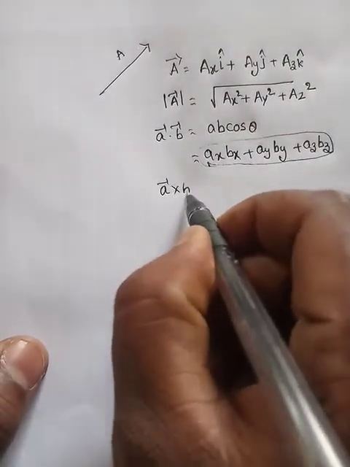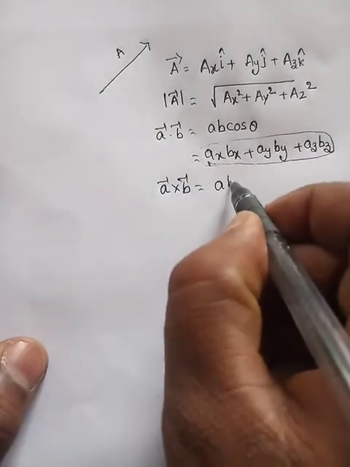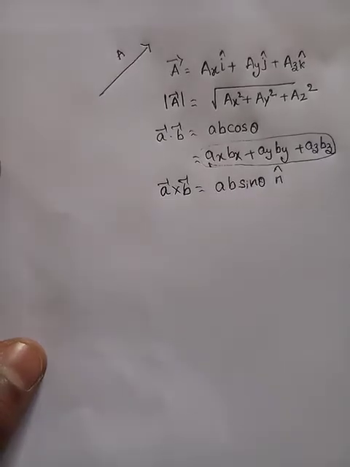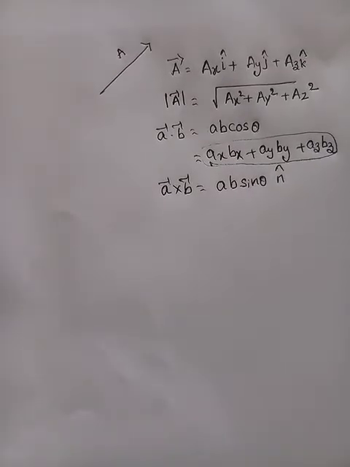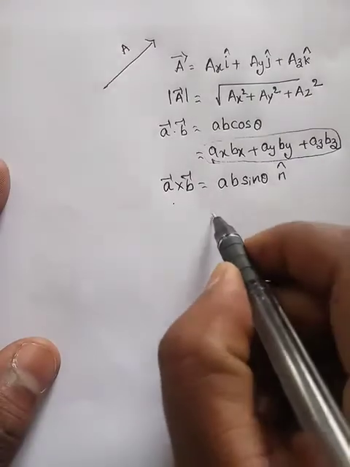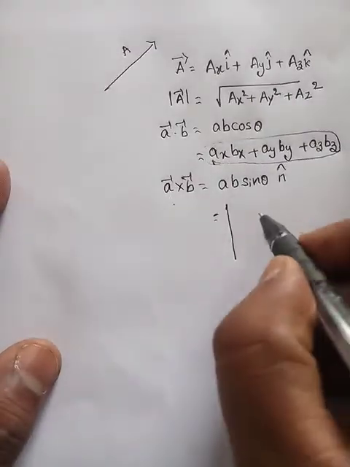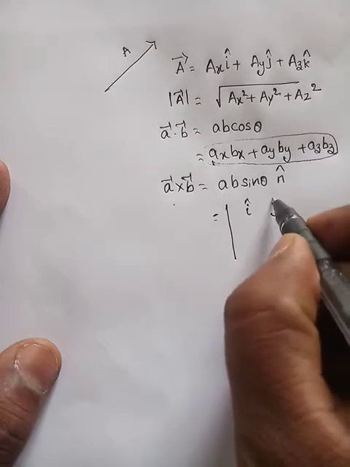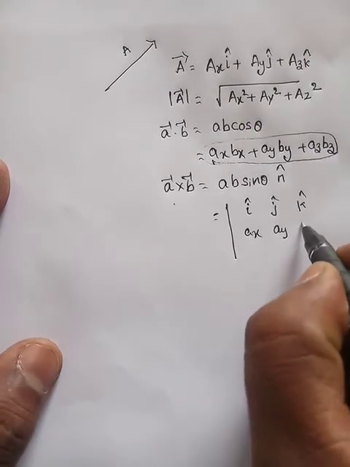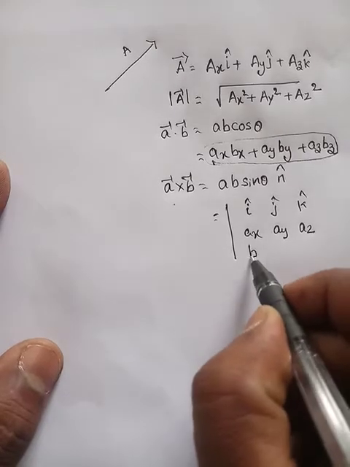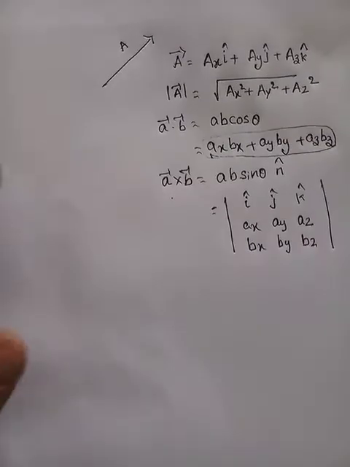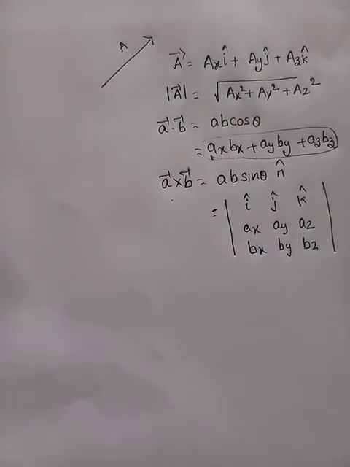If we do the cross product, we get the result as AB sin theta into n cap, where n cap is a unit vector whose direction is perpendicular to A bar and B bar. The resultant can be calculated by using the method of determinant, that is i cap, j cap, k cap, Ax, Ay, Az, Bx, By, Bz. So, this is the way we have done till now.